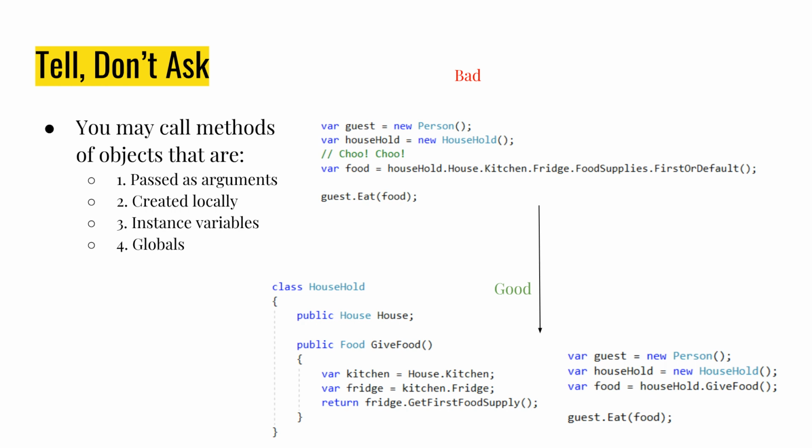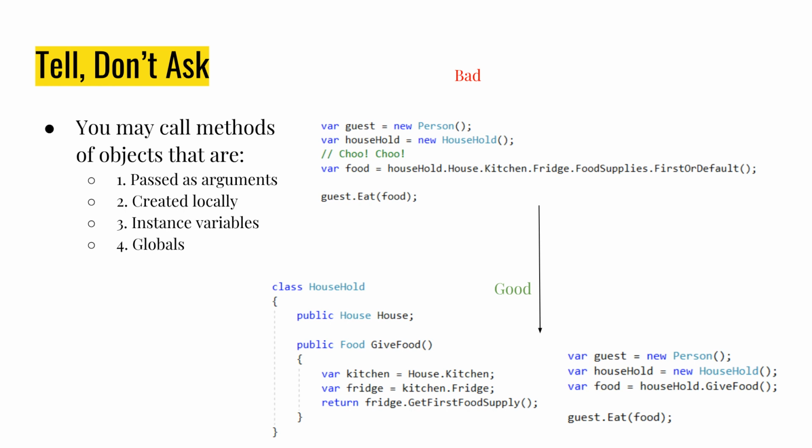So let's look at the bad example. We have a guest person and a household. Inside a household, there is a house. Inside a house, there is a kitchen. Inside the kitchen, there is a fridge, and the fridge holds food supplies. And we want the first food supplies. And that's how we get food that we can feed to a guest.